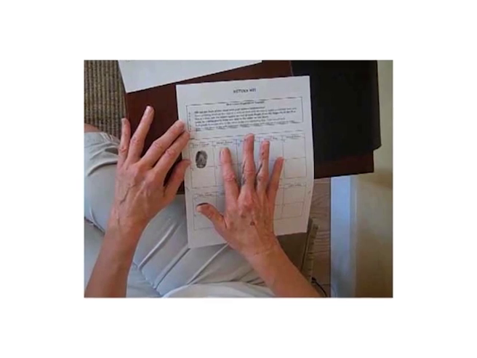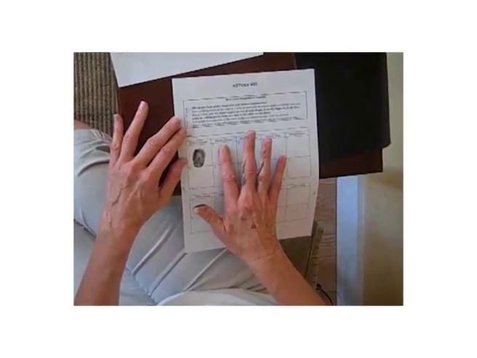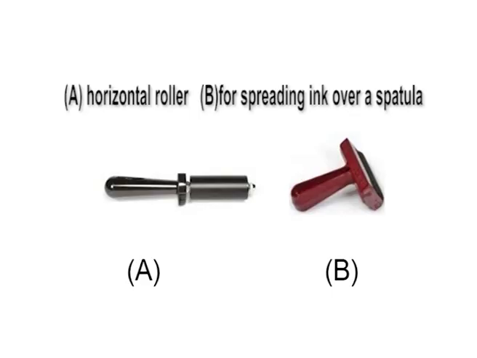The second method is that of the fingerprint ink method. If the fingers of the corpse are only moderately flexible, the fingerprint ink method is adopted for recording impressions. A drop of fingerprint ink is placed over a spatula and spread out using an ink roller. A horizontal roller is preferred over a vertical one, which is shown here. The A part shows a horizontal roller and it is better than a vertical roller, which is shown in figure B, for spreading ink over a spatula.